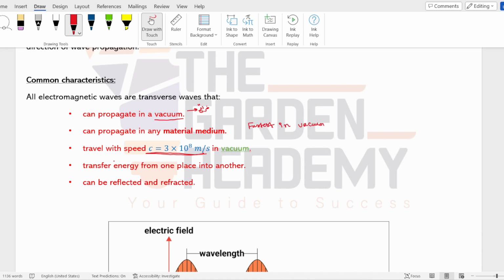الآن النقطة الرابعة, they can transfer energy from one place into another. طبعا احنا بنعرف أو بإمكاننا الآن احنا نحس بحرارة الشمس, فبالتالي we understand that electromagnetic waves can basically transfer the energy from the sun to the earth without the need of any kind of mediums. Finally, they can be reflected and refracted. طبعا we also have different types of characteristics that we should know of.